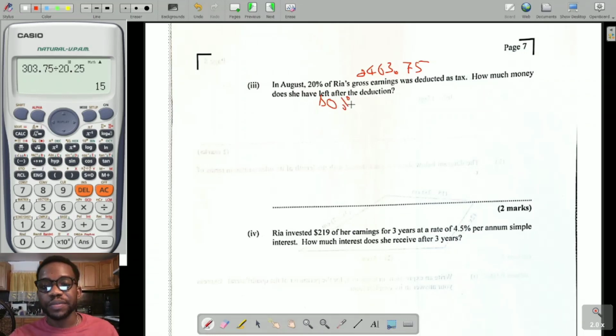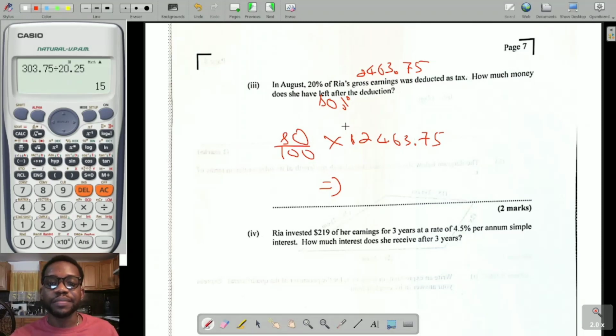So if I simply want to find what is left, I simply find 80%, which is going to get me to the answer quicker. So it's going to be 80 over 100 multiplied by 2,463 and 75 cents. Let me explain that again. They took out 20%, whatever you have is 100%. They don't want to know how much was taken out. They want to know how much you have left. If I take out 20% from 100%, naturally I'm going to have 80% left. So by finding 80%, I am directly finding what is left.